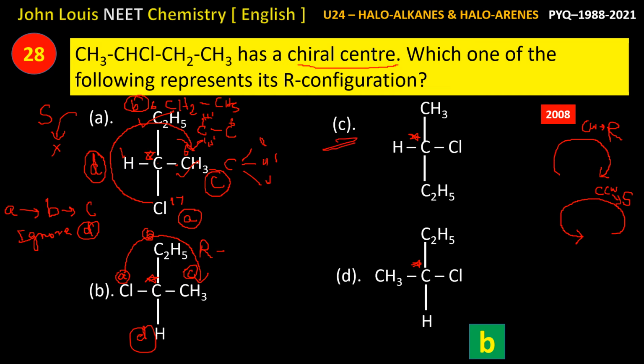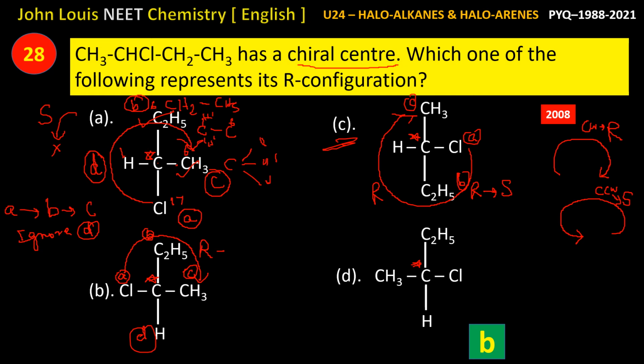Now let us see C. Chlorine is A, C2H5 is B and CH3 is C. Now you move from A to C, A, B and then C. So this is also moving in clockwise direction, but it is crossing the least preferred hydrogen. Therefore R should be considered as the reverse of that. Therefore S. So S means what? That is traveling in the anti-clockwise direction. Therefore this cannot be correct.